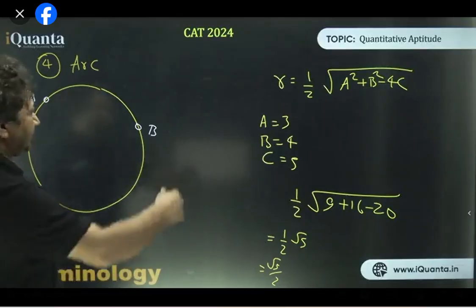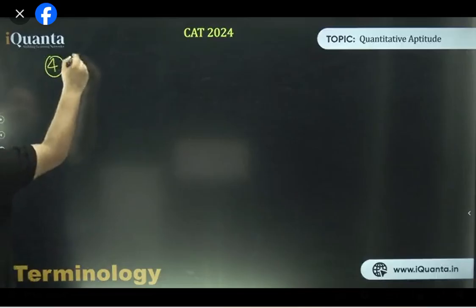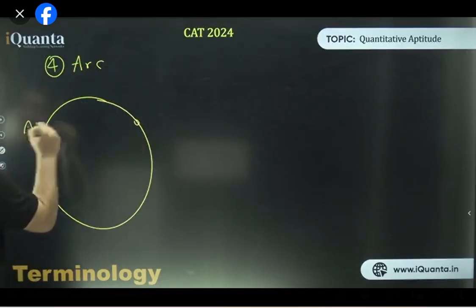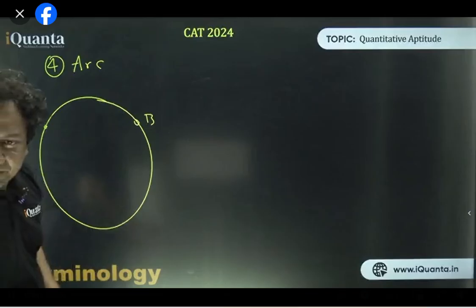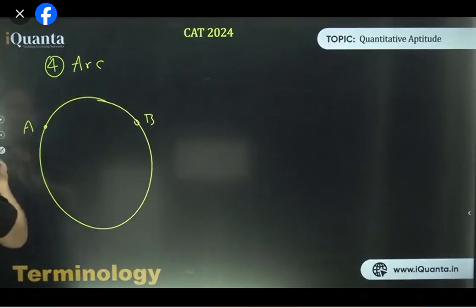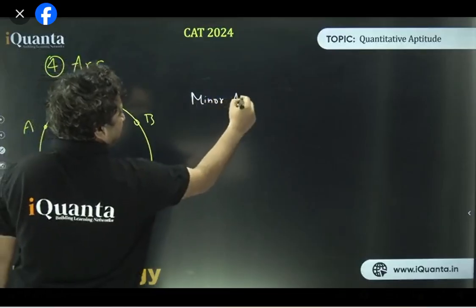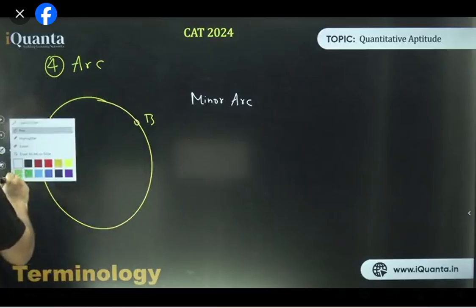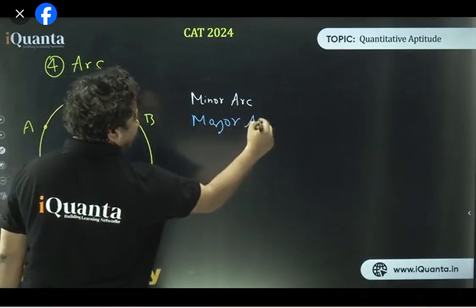I'm erasing this. I was discussing arc. So this is the diagram. Let this be point A and B. So we have two kinds of arcs. One is the minor arc AB, and the other one is the major arc. I'll do some color coding: I'll mark the minor arc with white and the major arc with blue.